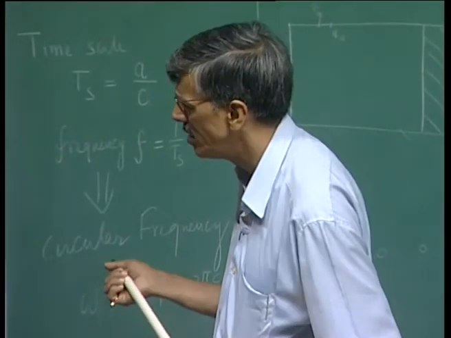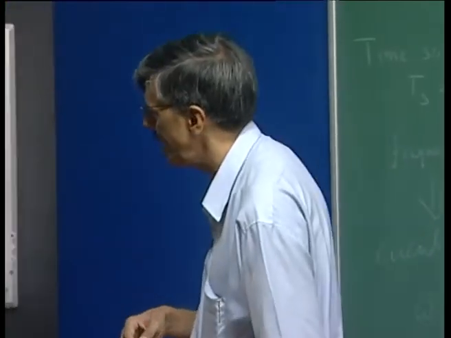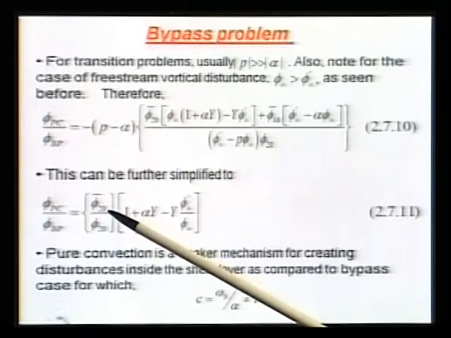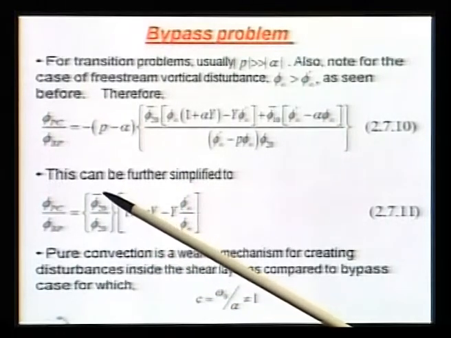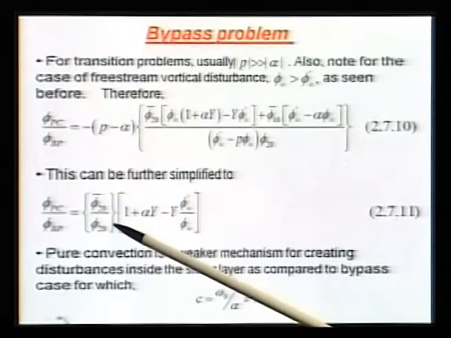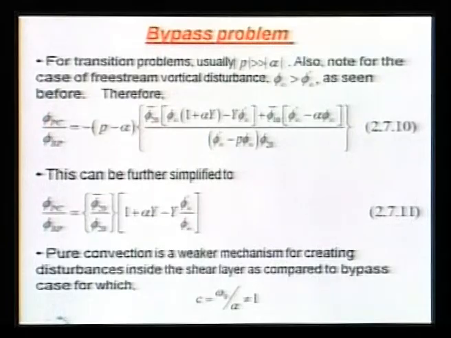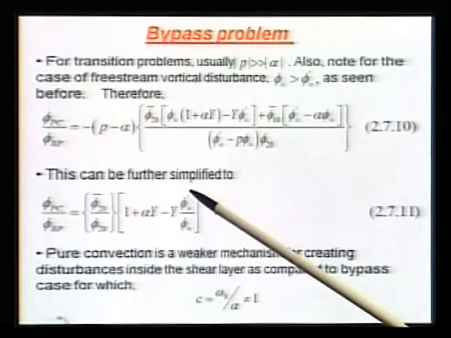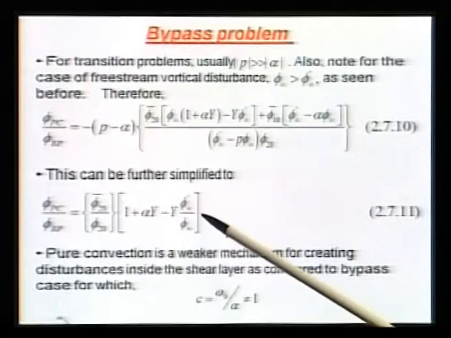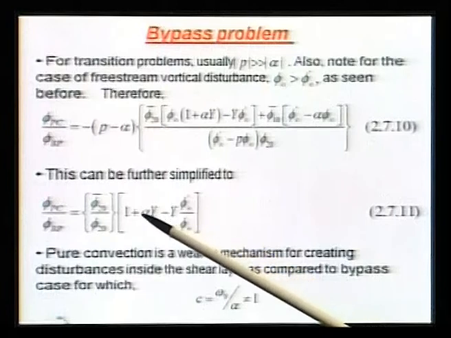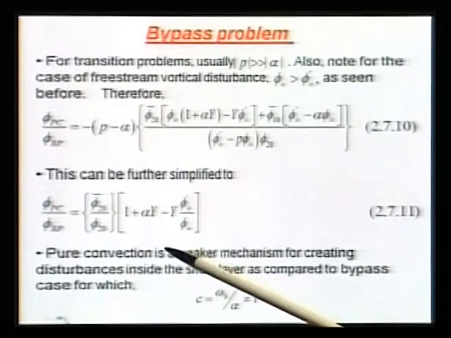Okay. So what happens is you need to basically know what your phi 20 at the wall is going to be for the pure convection case and the bypass case. That is this ratio plus this. Now, in the general case, this is a small quantity, right? Phi infinity prime by phi infinity. So this part is negligible. So 1 plus alpha Y, right? That's what we are getting.